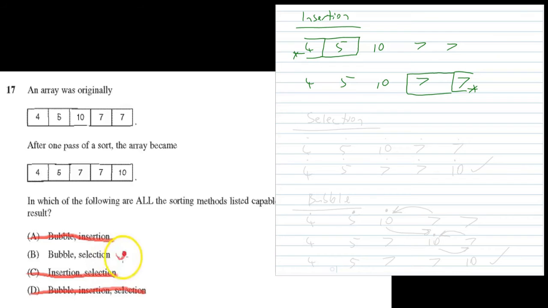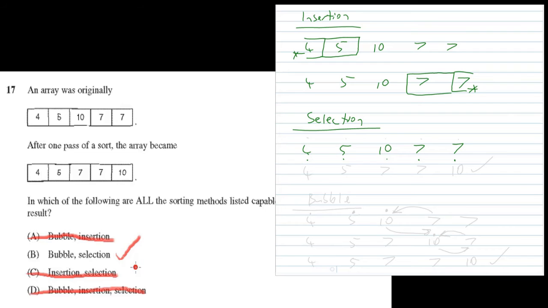So what would happen with the selection sort? With selection sort, you look from the start to the finish and you try to find the smallest item, and then you make sure that's moved to the front. So we look at the 4, then the 5, then the 10, then the 7, and the 7. Well, 4 is obviously the smallest, and it's already at the first position. So there'll be no change with the selection sort.